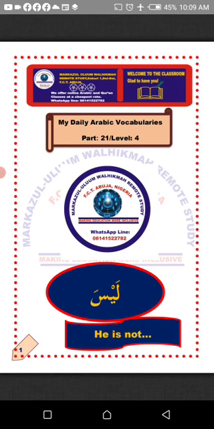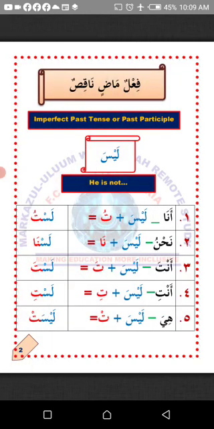Happy listening. We are going to learn from this lesson how to change the Arabic verb laysa to suit certain pronouns in Arabic. Fi'ilun madin nakis. This particular verb laysa is described as fi'ilun madin nakis. The Arabic word nakis simply means something incomplete, something imperfect. The question is, why is it that this particular verb laysa is regarded to be nakis, to be imperfect?